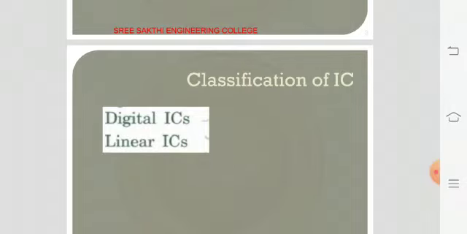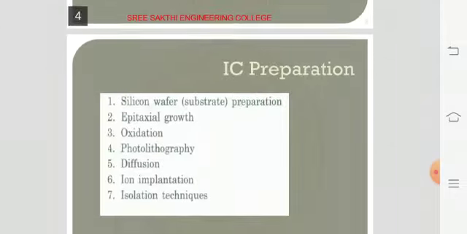Next one is classification of IC. There are two types of IC classification. One is digital IC and another one is linear IC. So linear IC comes under analog ICs.